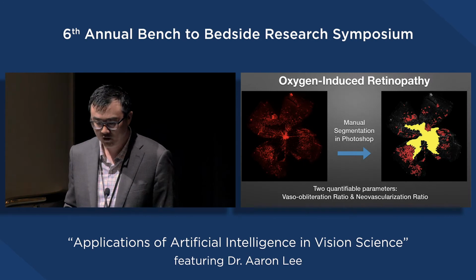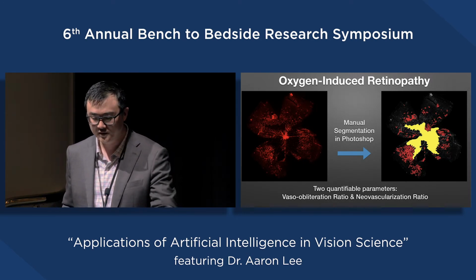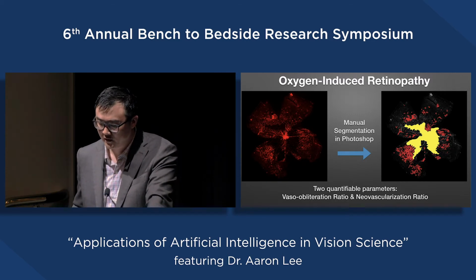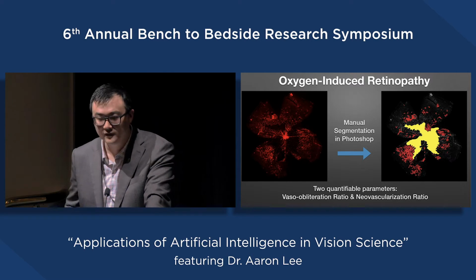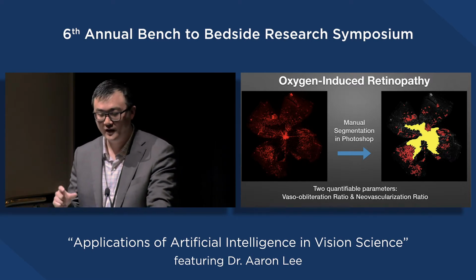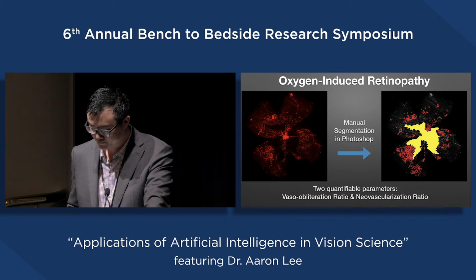So what I mean by that is, right now, a lot of people take this kind of image into Photoshop and they try to generate this kind of segmentation mask. And what they're looking for is to quantify all the neovascular tufts as well as the vaso-obliteration region. And this is a model for ROP.